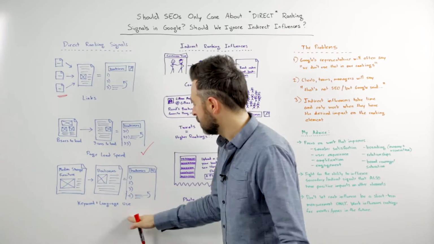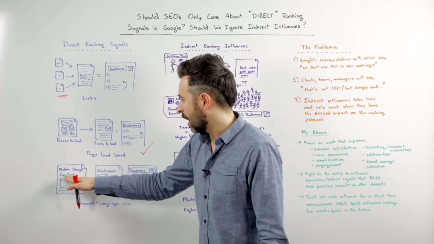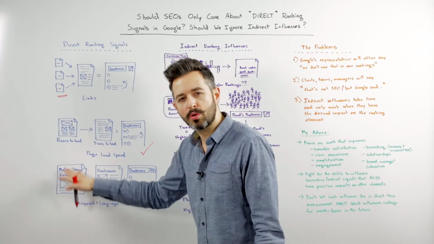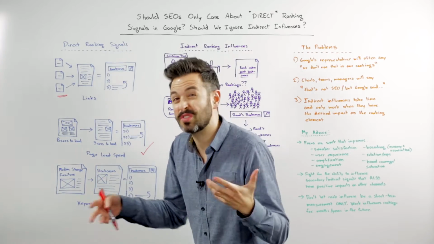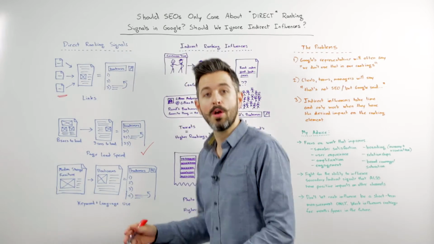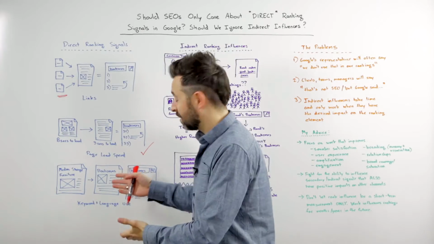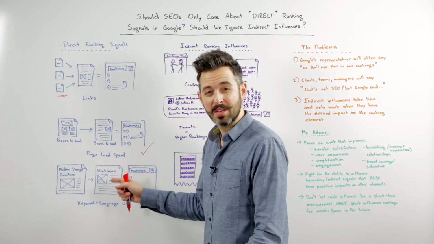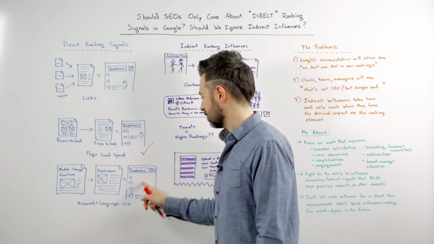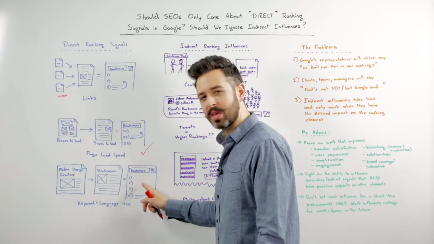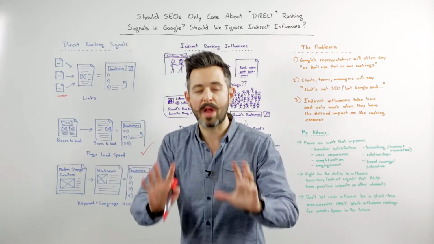Direct ranking signal. Keyword and language usage. I go from having my page about media storage furniture and then I realize no one looks for media storage furniture. They look for bookcases, because in fact the thing that I'm storing here is the media is books. All right, boom, I'm moving up for bookcases again.